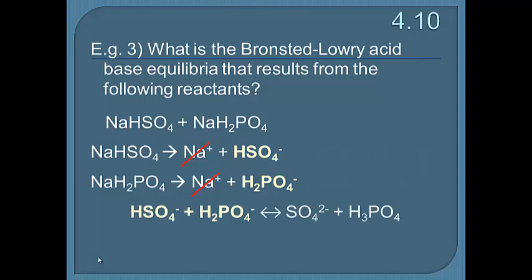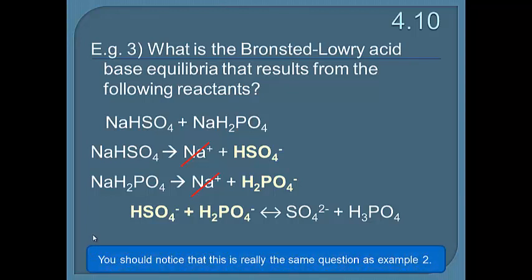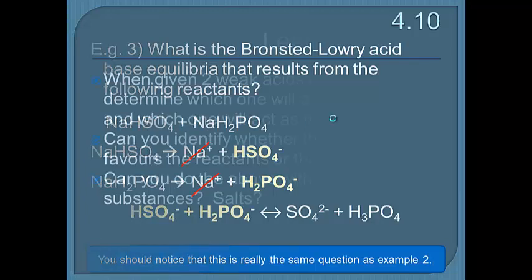If we write this down, HSO4- and H2PO4-, again, we could quickly check our Ka values, but what you should notice is that this is the exact same question as example 2, just written slightly differently. Okay? And that wraps things up for today.